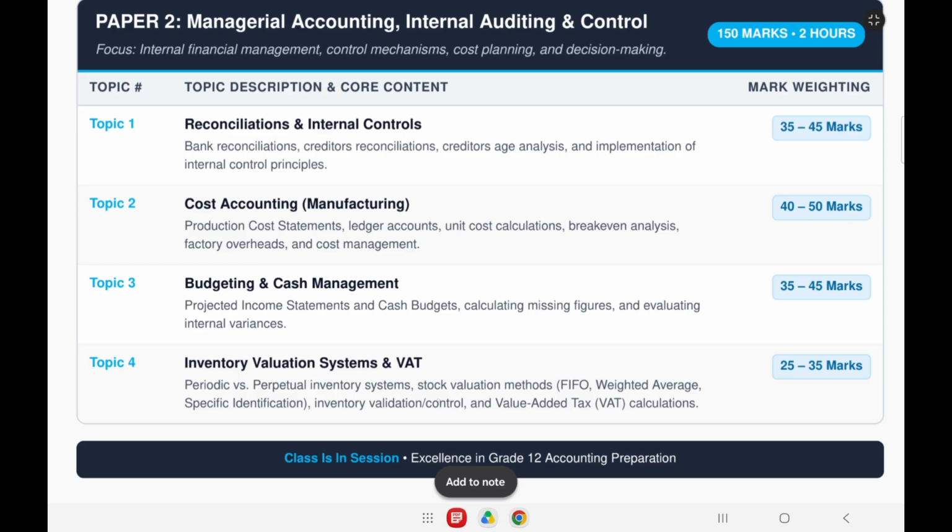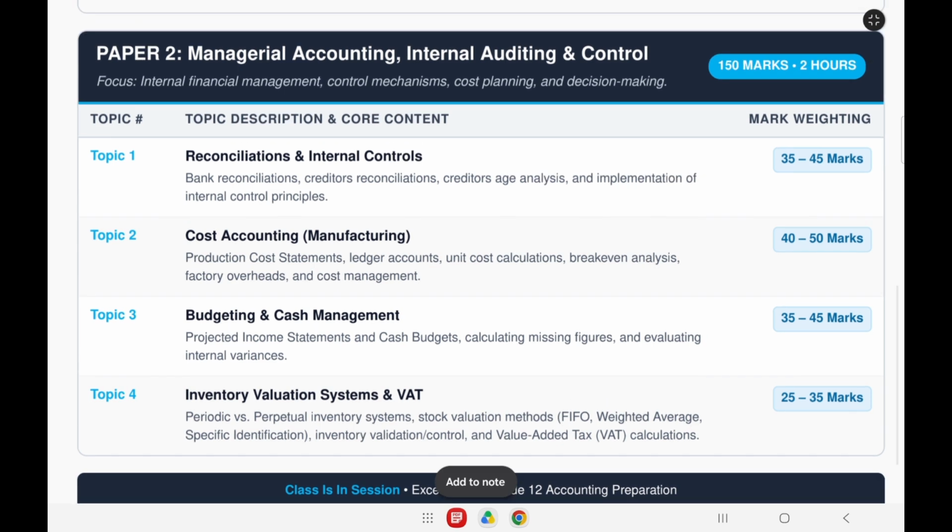Then after inventory systems, you need to know ways to value your inventory, which is your stock valuation method. Would you use the FIFO, first in, first out, the weighted average, or the specific identification method? And then I teach you guys internal control, and then I don't teach VAT in these videos, however, they're featured in the budgeting videos.